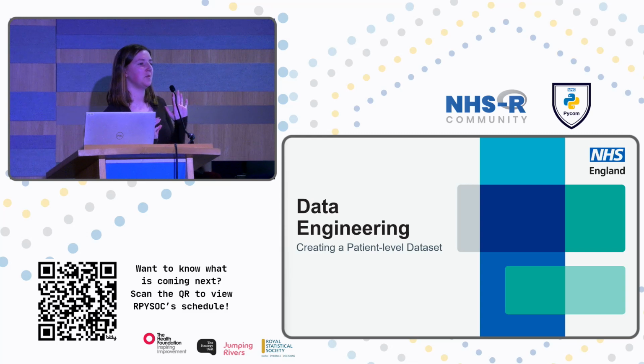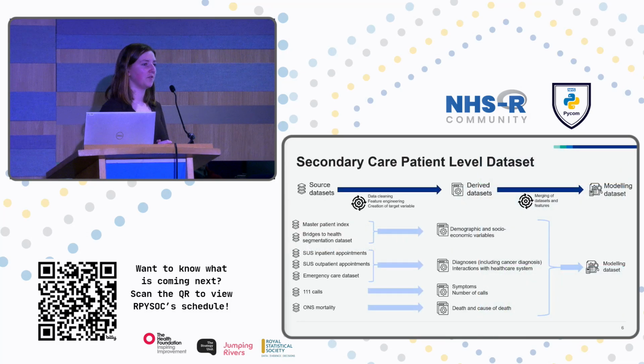So I'm just going to give you an overview of what the data engineering repository does and how we create this patient-linked data set. For our patient-linked data set, we combined 7 data sets that we had access to. We used the master patient index data and the Bridges to Health segmentation data to get our demographic and socioeconomic variables. Demographic being gender and age, and socioeconomic variables being levels of deprivation, as well as something called ACORN household type, which is a definition of the household that you live in.